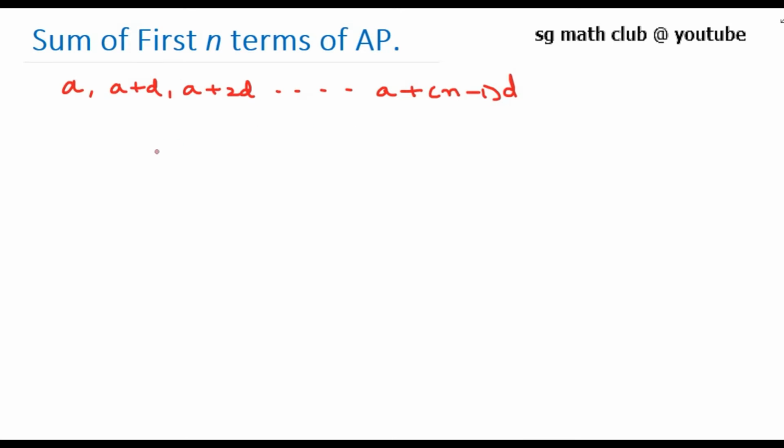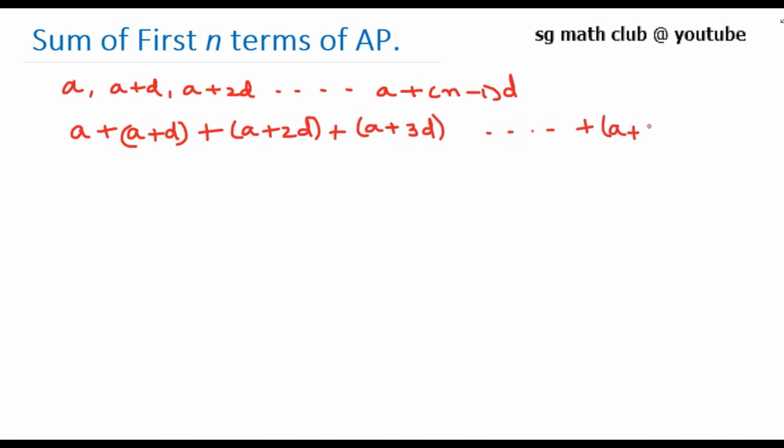This is our arithmetic progression, and we need to find the sum of these terms, that is a, plus a plus d, plus the third term a plus 2d, plus the fourth term a plus 3d, etc., plus the nth term. So before going to the derivation of this, I'll take a simple example. We want to find the sum of the first 10 natural numbers.